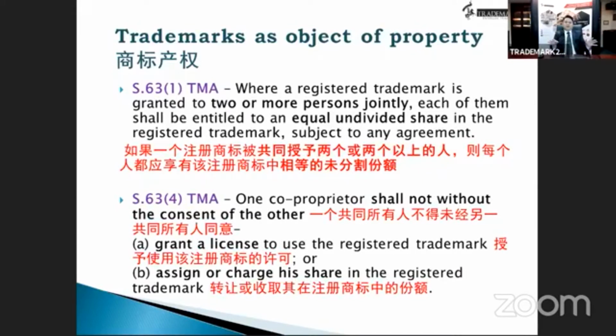You cannot even grant a license, you cannot even charge or do anything with the trademark without their consent. Of course, if you are watching this live broadcast, let me remind you that under the Company Act, if you want to dispose of your trademark, you should hold an EGM for it, because disposal of trademarks is considered disposal of an asset of the company.